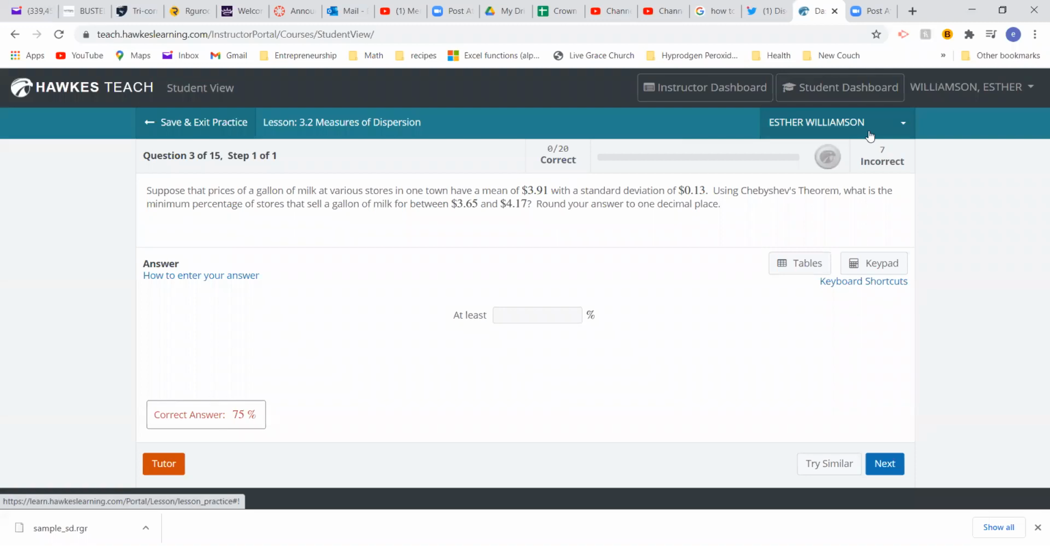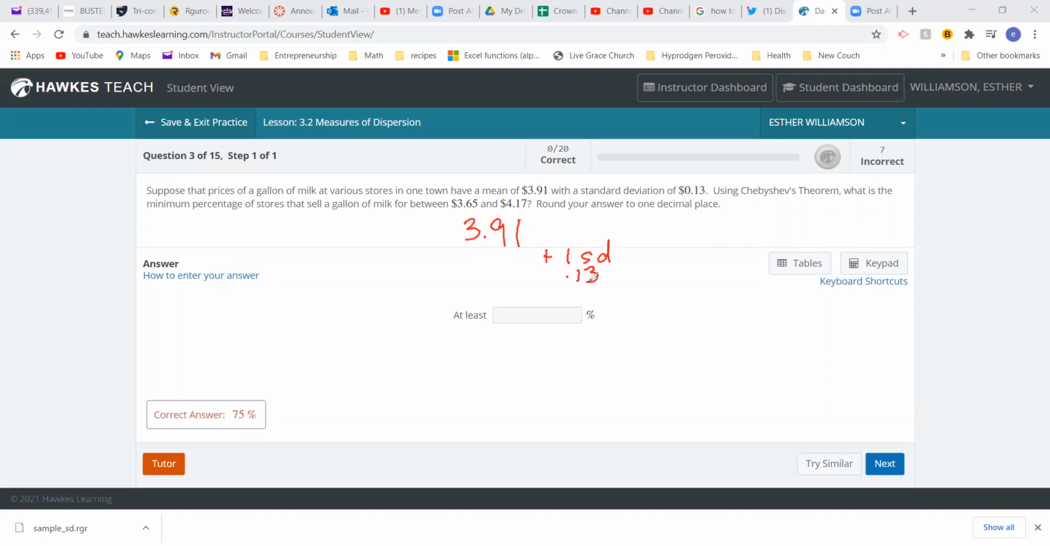So according to Chebyshev's theorem, 75% of your data are going to fall within 2 standard deviations of the mean. And then 88.9% of the data will lie within 3 standard deviations of the mean. So let's figure this out using the information that's given to us here. We have a mean of 3.91 and a standard deviation of 0.32.